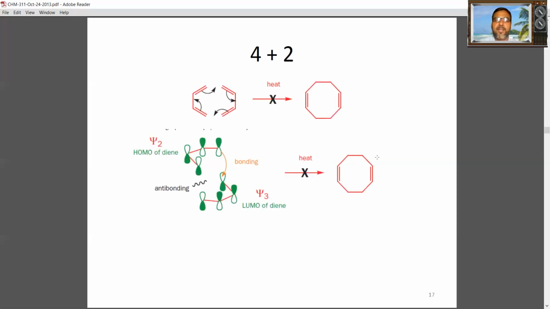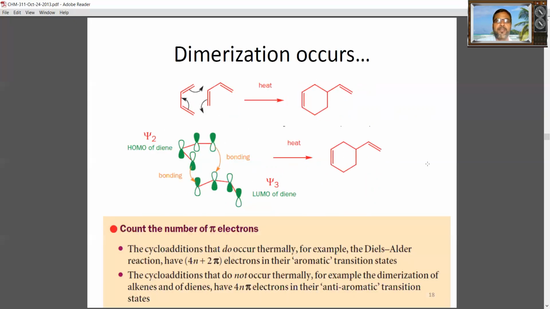So now I will show you the 4+2 cycloaddition. This one in the presence of heat is not possible. Why? Because you can see it is not matching. The LUMO of the diene and the HOMO of the diene are not matching, Psi3, Psi2. So that's why it is not possible through heat.